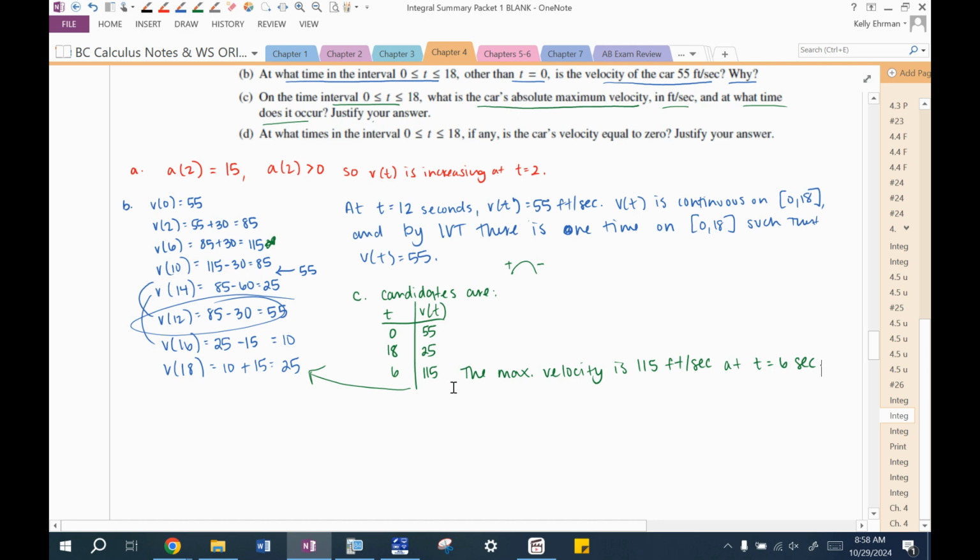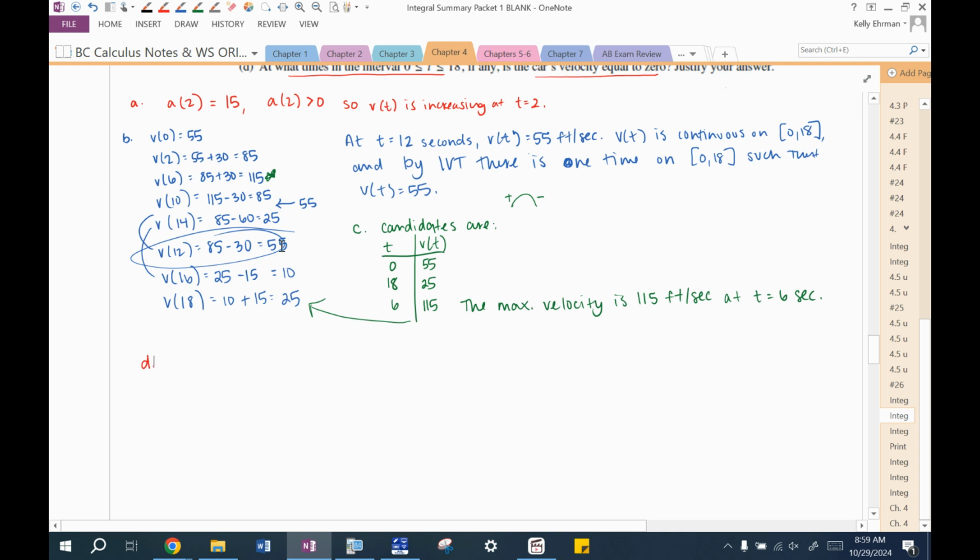I think that's enough. Okay, at what times in the interval 0 to 18, if any, is the car's velocity equal to 0? Justify your answer. This definitely feels like intermediate value theorem, right? How can we show that there's going to be a 0 somewhere? It doesn't say to, it says if any. So if I'm looking through all of this, there's no point at which the velocity actually changes to negative. So if the velocity is always positive, there's no way that it can dip down to 0. So if any, it says.